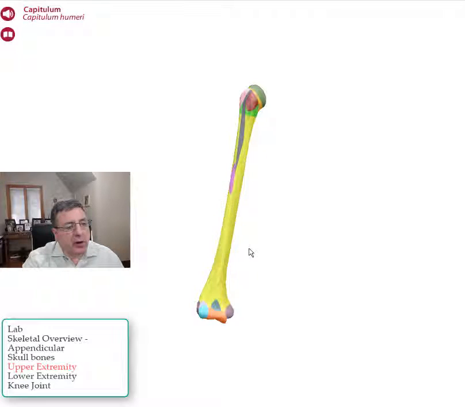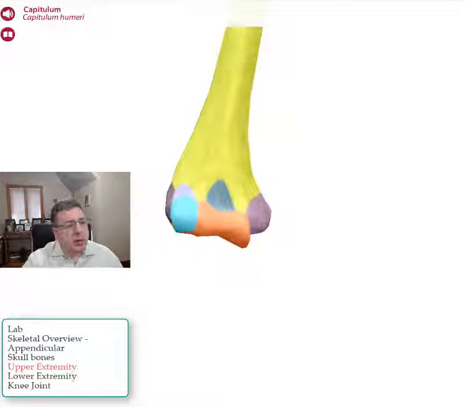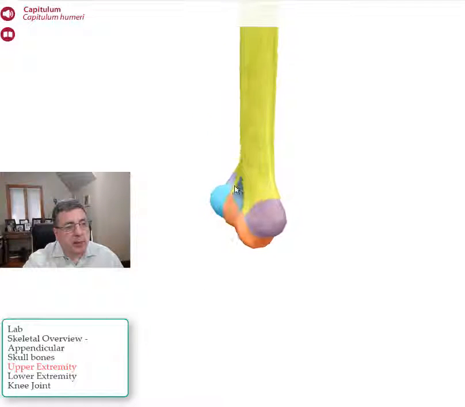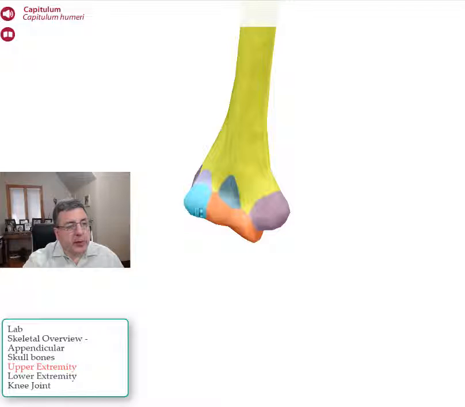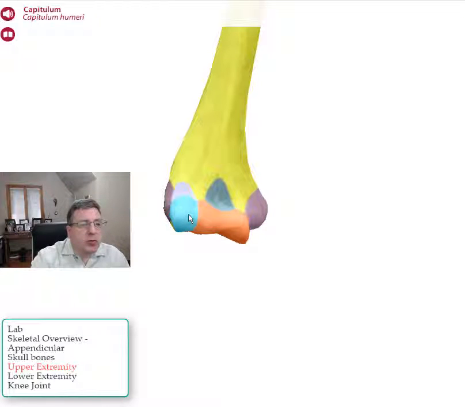The capitulum is this other one. Let me magnify this back in. Okay, so if this is the trochlea, this is the capitulum. This is on the lateral side. The trochlea is on the medial side. The capitulum is what's going to articulate with the head of the radius, or the radial head, okay?